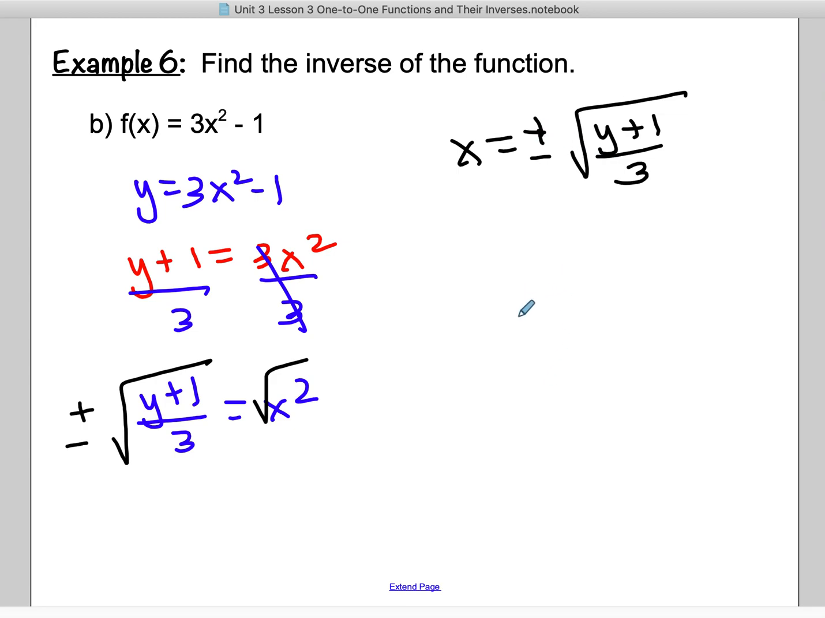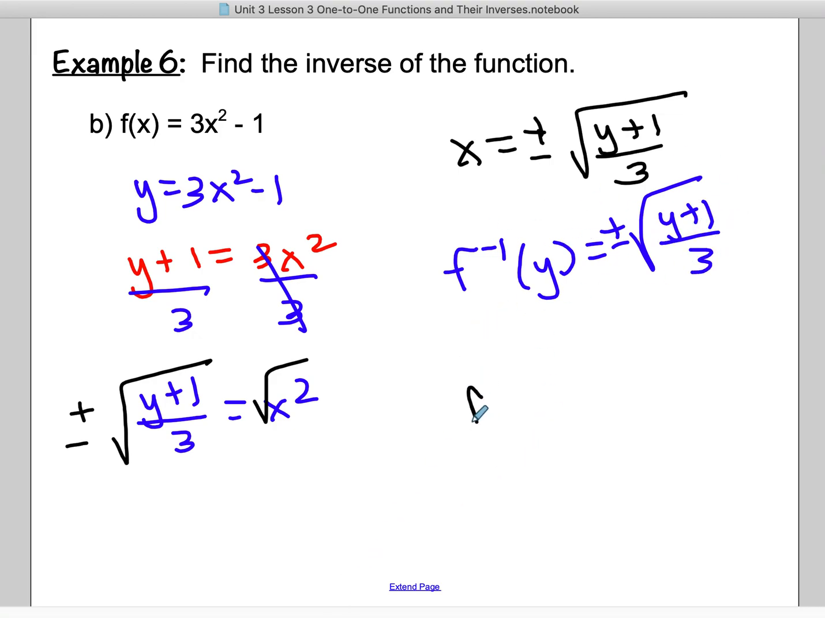Okay, and then we just go ahead and write our answer. Here, technically, we're plugging in y's, so it's plus or minus the square root of y plus 1 over 3, okay? But the way we write our final answer is to switch it to have x's, okay?